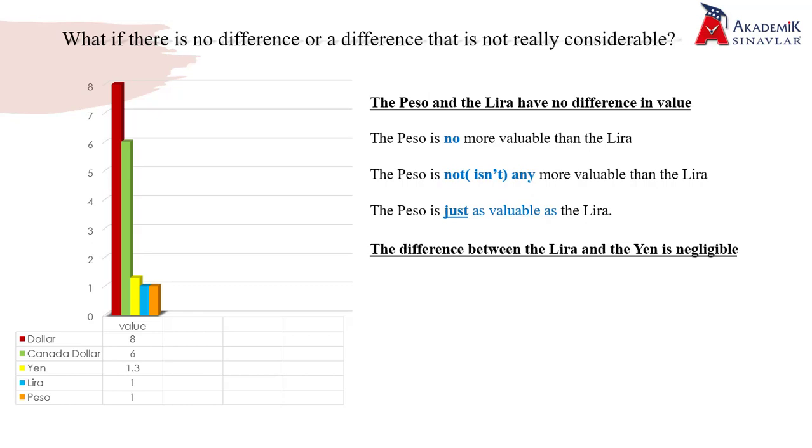You have to keep in mind that this structure does not only represent similarities, but also you can show small and big differences with it. For example, you can see that the difference between the lira and the yen is just 0.3, which is too small. So a sentence like, the lira is almost, nearly, about, or just about as valuable as the yen can be a nice one to write. Nearly, almost, about, and just about show a negligible difference.